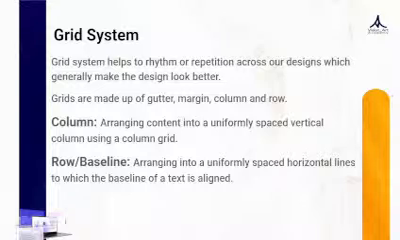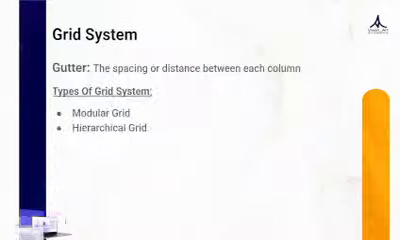So let's go to our Figma. Okay, before we go there, what is a column? A column arranges content into uniformly spaced vertical columns using a column grid. You will see that in the Figma file. And we also have the row or baseline, which arranges content into uniformly spaced horizontal lines to which the baseline of a text is aligned. Now we also have the gutter. The gutter is the spacing between each column.